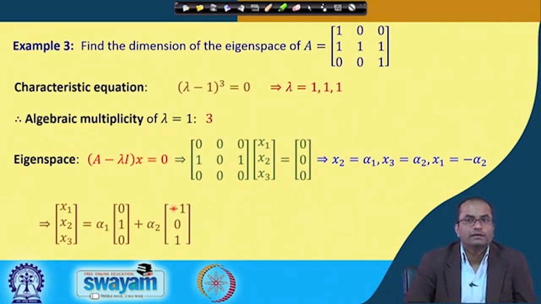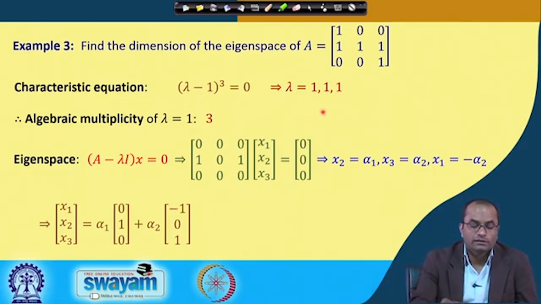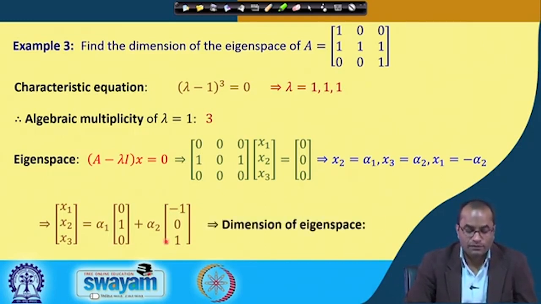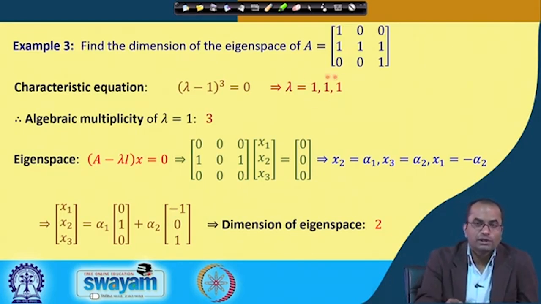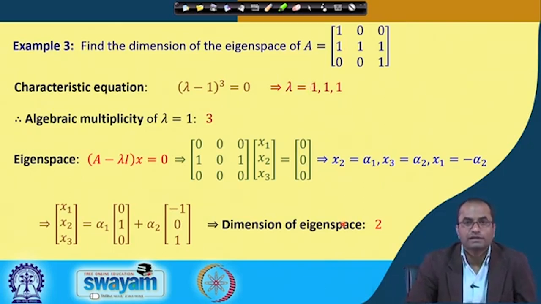So, there are two linearly independent eigenvectors corresponding to this eigenvalue 1, which was repeated 3 times. So, the algebraic multiplicity of lambda equal to 1 was 3, and the geometric multiplicity of lambda equal to 1 is 2. So, there are two linearly independent vectors. The dimension of this eigenspace is 2. Again, though it was repeated 3 times, we got the dimension as 2, not 3 and not 1, but the possible values here could be 3, it could be 2 as is the case here, but it can be 1 as well.